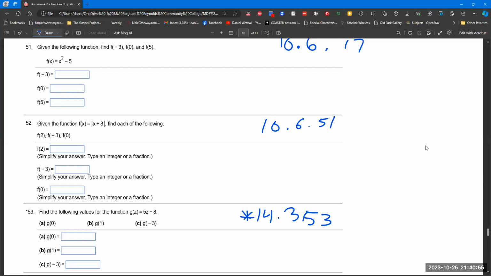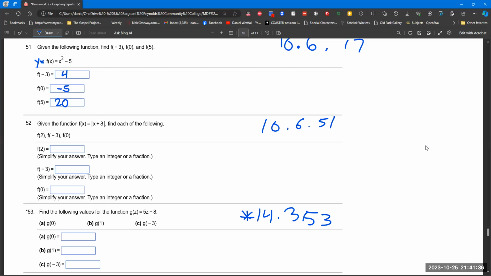So in this first function, we have f of x, which is the same thing as y, equals x squared minus 5. And we want to evaluate that function, find the y value when x is equal to -3, and then when x is equal to 0, then when x is equal to 5. So -3 squared is 9, 9 minus 5 is 4. 0 squared is 0, 0 minus 5 is -5. 5 squared is 25, 25 minus 5 is 20. You should show your work for all those.